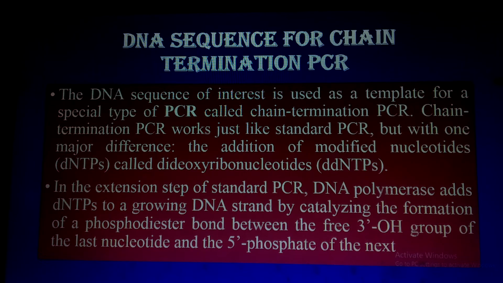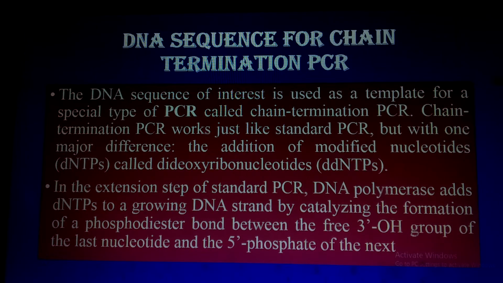So the chain termination PCR works just like the standard PCR, which I have discussed, which consists of three steps: denaturation, annealing, and the third one is elongation. So this chain termination PCR works like the standard PCR, but with one major difference, and the difference is the use of the ddNTPs. Is it clear? So there is just one difference, which is the ddNTPs. And we are now going to find the sequence of the unknown DNA.